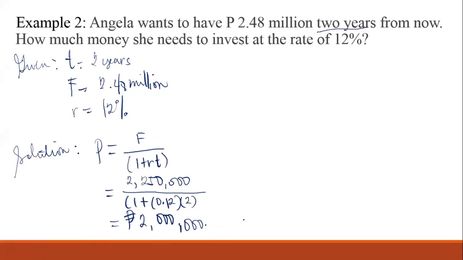So, Angela needs 2 million pesos to invest. Okay? So, kailangan niyang mag-invest ng 2 million para ma-accumulate niya yung 2.48 million pesos 2 years from now with 12% interest. Okay, so yun, ganun kalaki para ma-dagdagan yung investment niya.